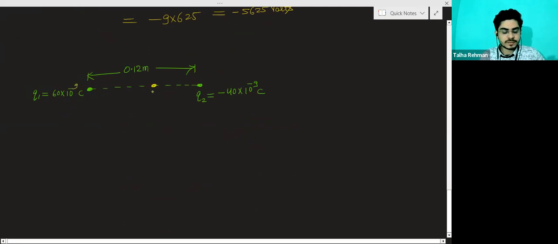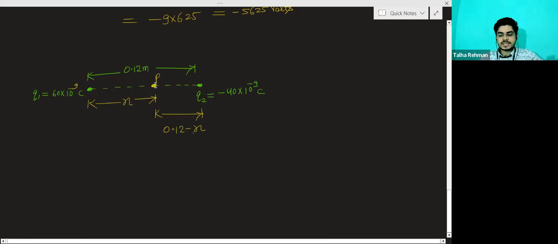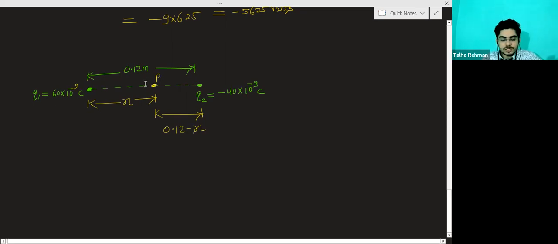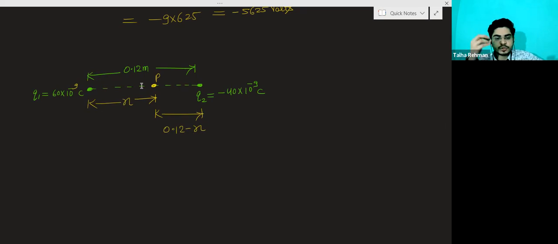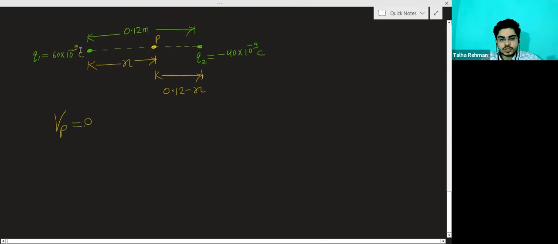Suppose this is point P, so this distance will become 0.12 minus x simply. So now at point P they are saying the potential is zero. Find the value of x, means the point on the line joining the two charges where the electric potential is zero. So electric potential at point P will be due to Q1 and due to Q2.